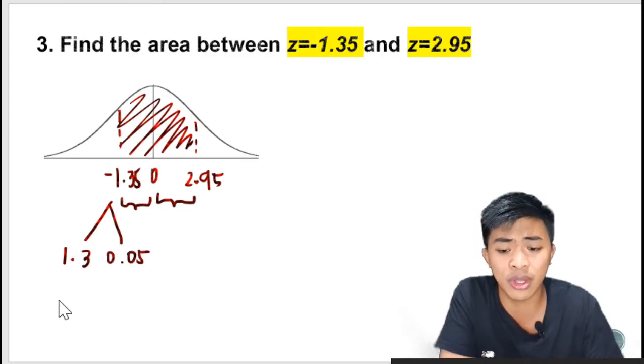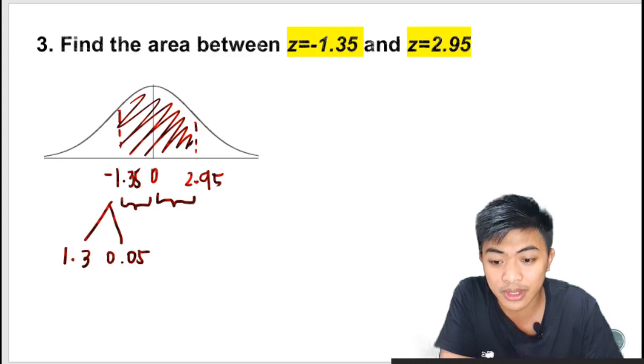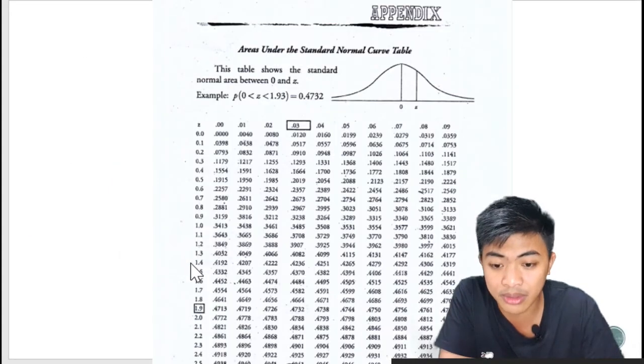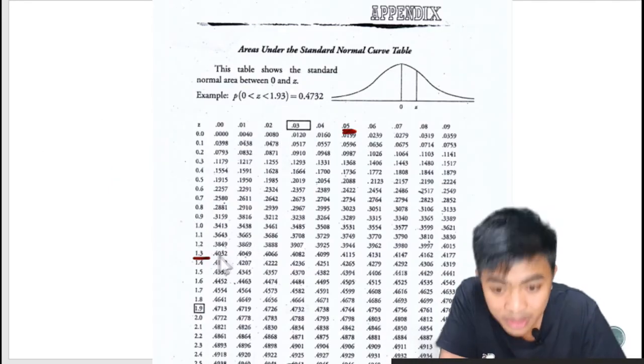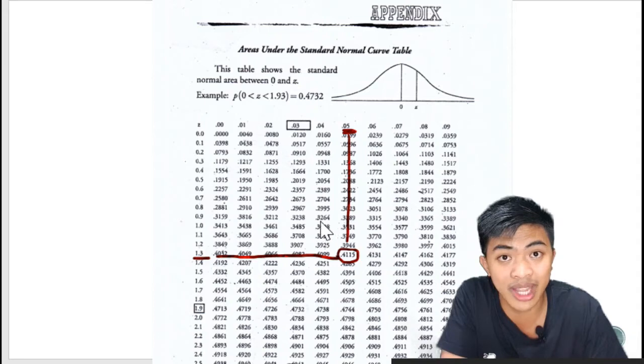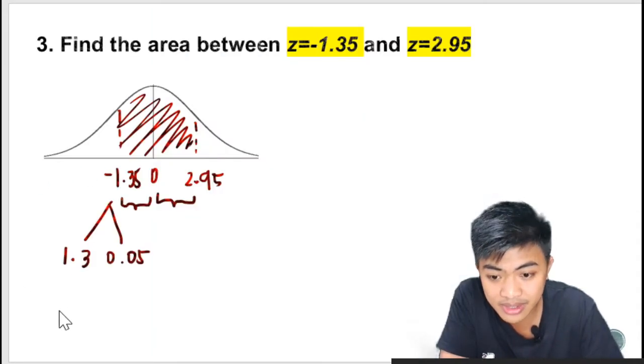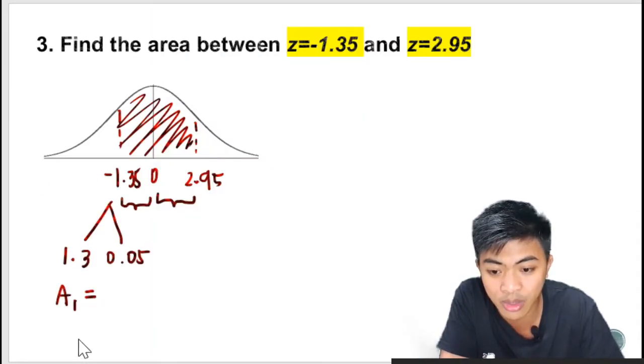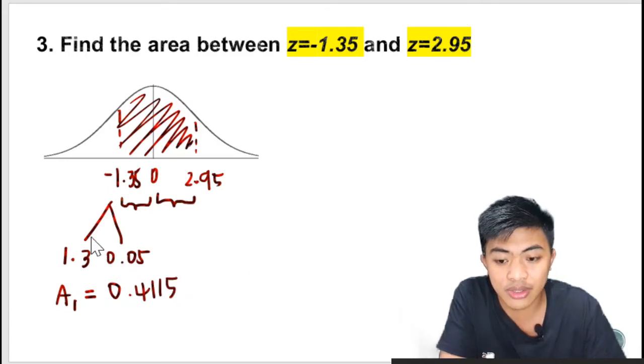And after that, we are going to look into the table. Hanapin si 1.3. Nandito siya. And 0.05. Dito siya. Okay, so yung area from 0 to negative 1.35 is, let's name it area 1. Okay, so nakuha na natin yung area from 0 to negative 1.35.